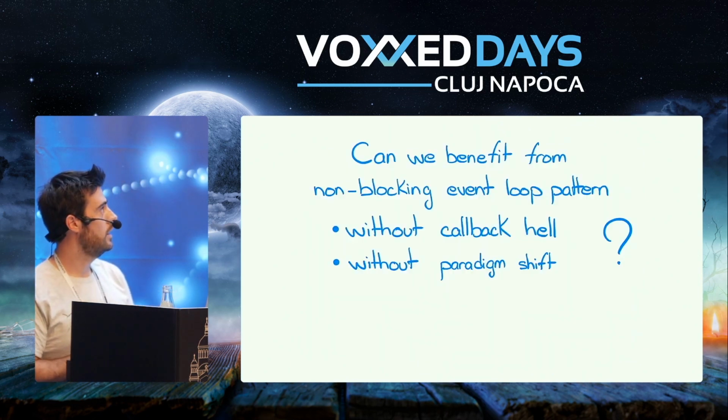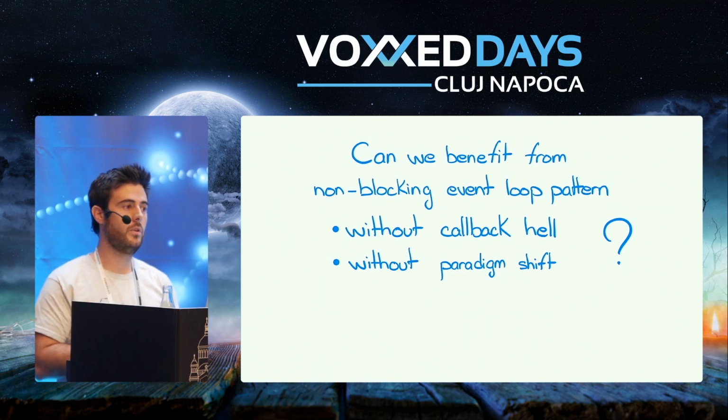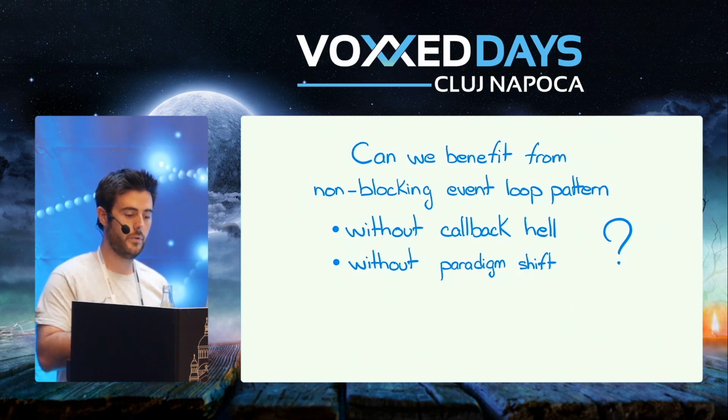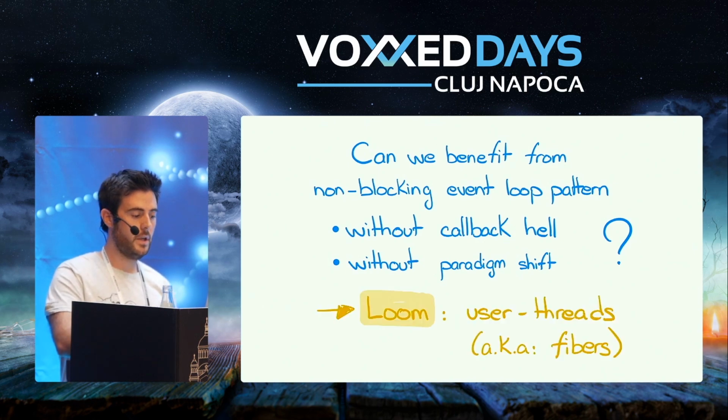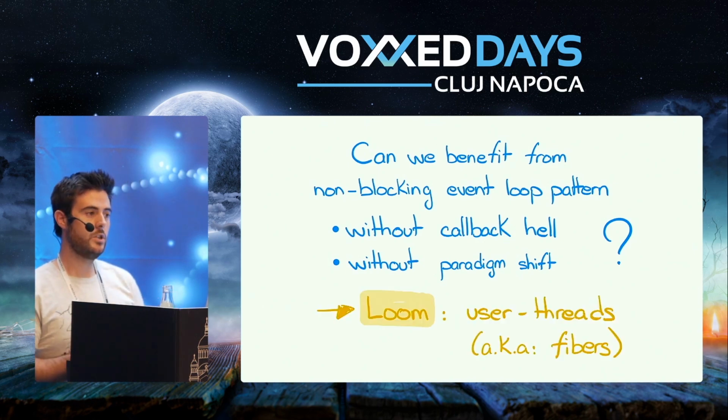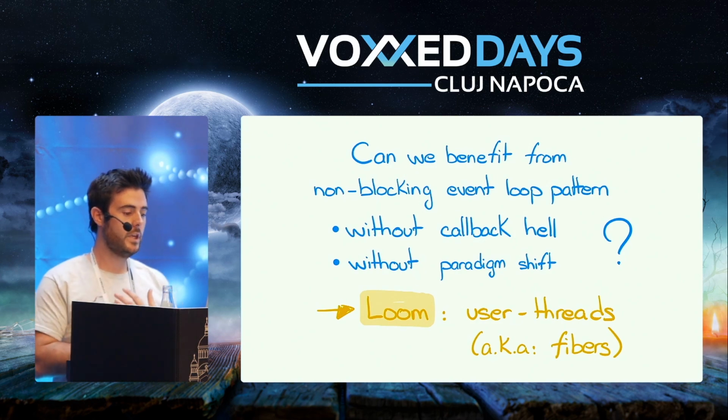So the question is, can we benefit from non-blocking asynchronous calls and also from performance patterns such as the event loop, but one, without having to manage the callback hell, and two, without having to shift paradigm and go to reactive streams and suddenly realize that the learning curve is steeper than what you thought at first. So in Project Loom, they are trying to answer this question with what they call user threads.